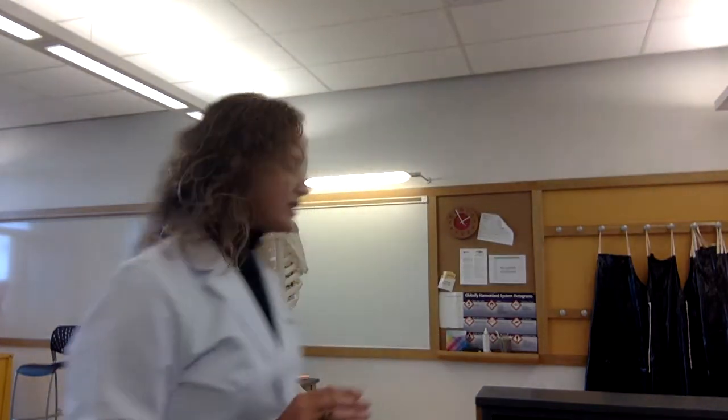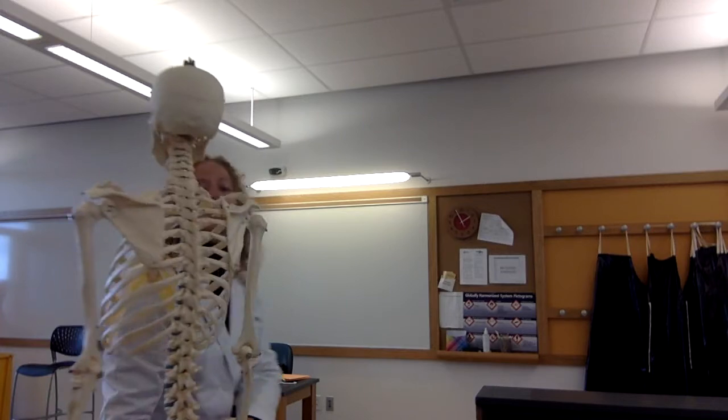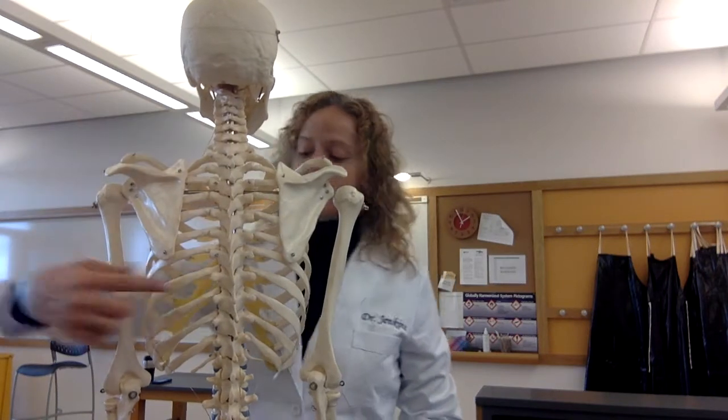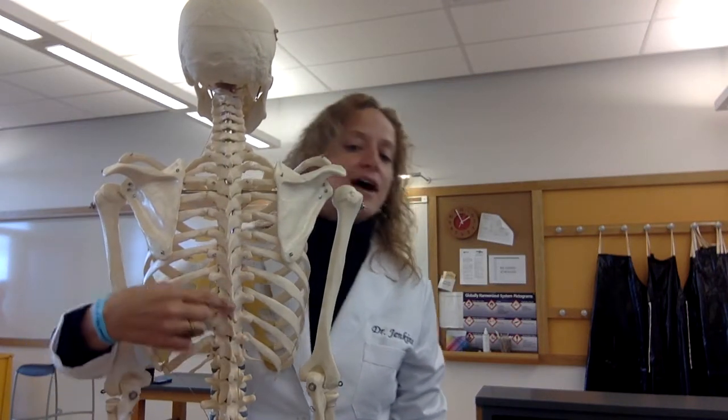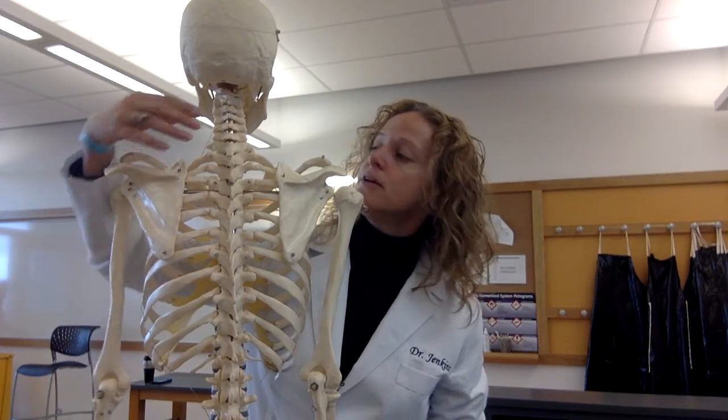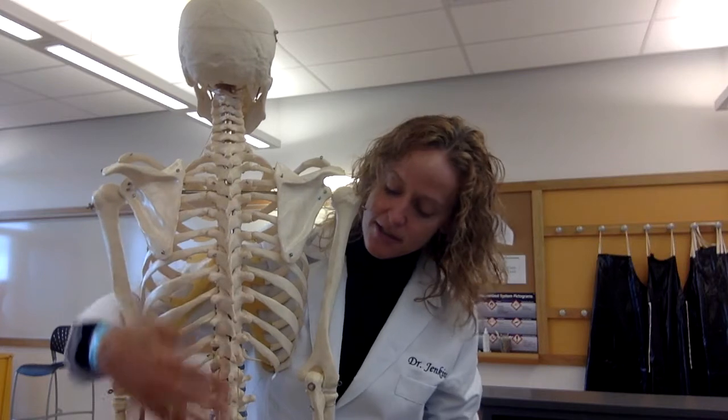Last but not least, my friends, would be the vertebral column. Don't be scared. If you take time, you're going to be able to get it. Let's break it down. We're going to start with the 3 regions. So if we look at the vertebral column, the first 7 vertebrae are cervical, the next 12 are thoracic, and the bottom 5 are lumbar. Cervical, thoracic, lumbar. You need to know that.